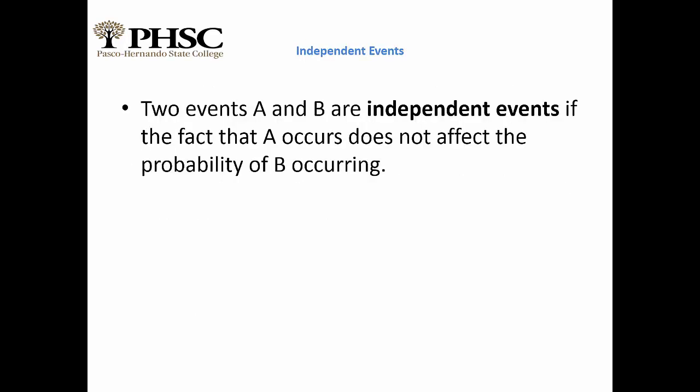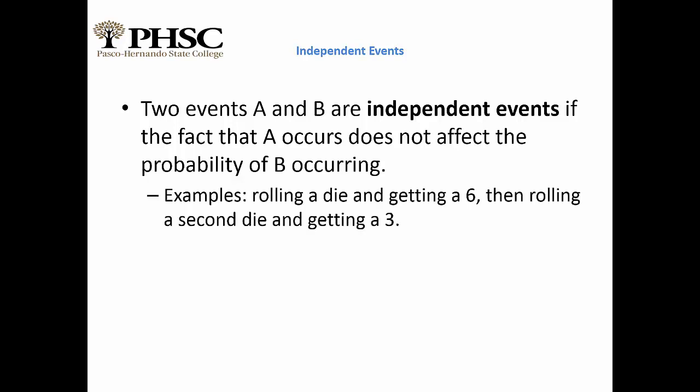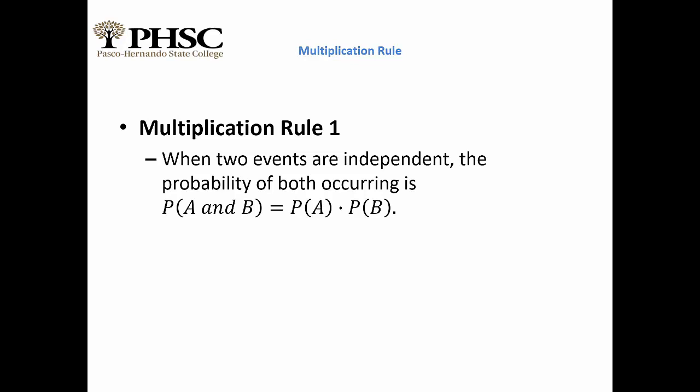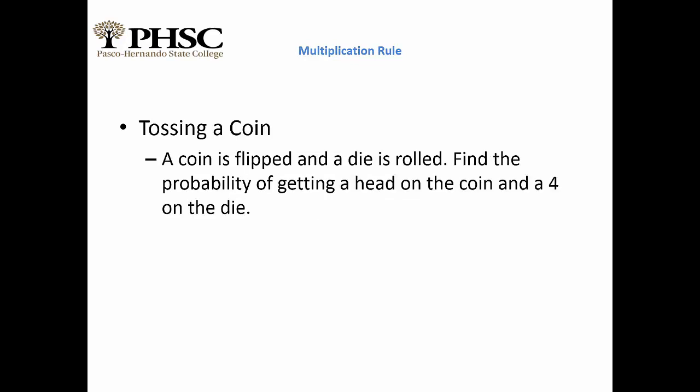Again, two events A and B are independent events if the fact that A occurs does not affect the probability of B occurring. For example, rolling a die and getting a 6, then rolling a second die and getting a 3. The multiplication rule says that when two events are independent, the probability of both occurring, the probability of A and B, is equal to the probability of A times the probability of B. Here's an example. A coin is flipped and a die is rolled. Find the probability of getting a head on the coin and a 4 on the die. The probability of H and 4 is the probability of H times the probability of 4, which is 1/12.